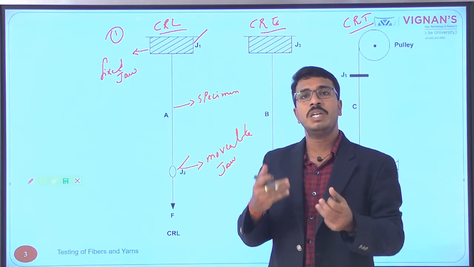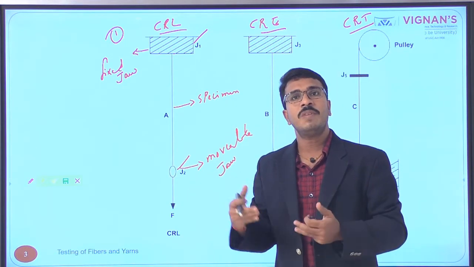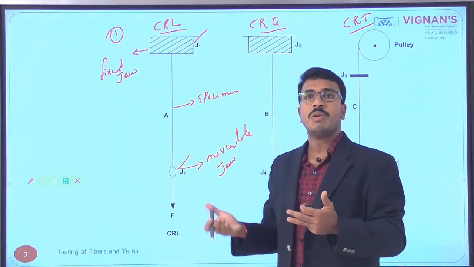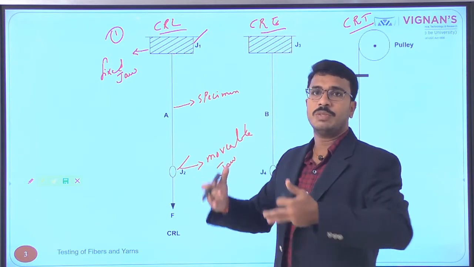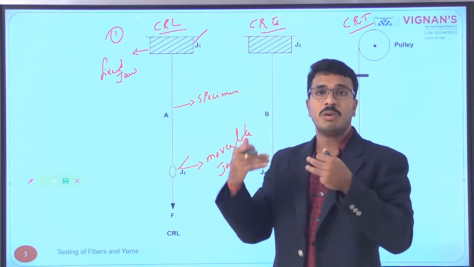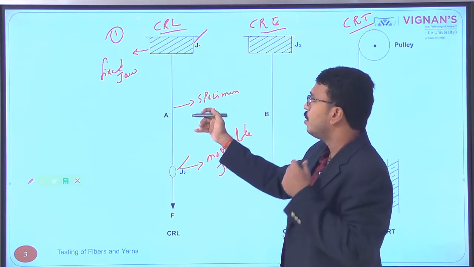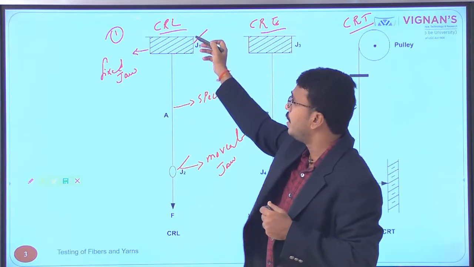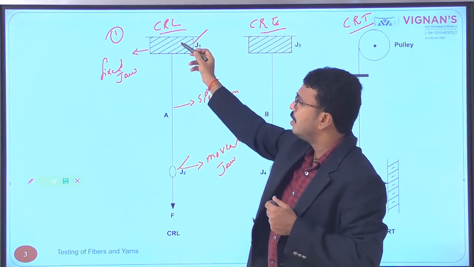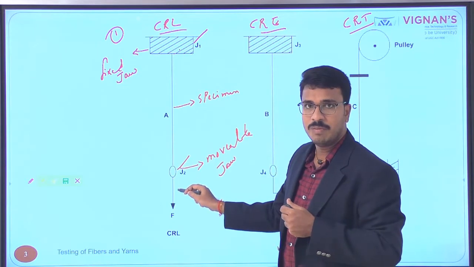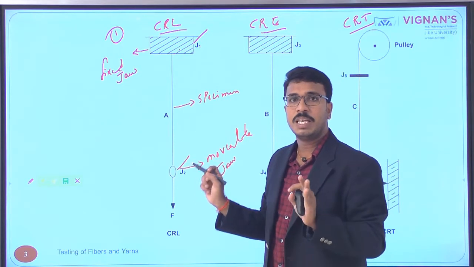load on the specimen at a uniform rate, uniform with time, so that it causes tension in the specimen and finally it is going to break. So this is the constant rate of loading principle. Now you can see here, we have mounted the specimen in between two jaws, this is a fixed one and this is a movable one, and this is our specimen A.